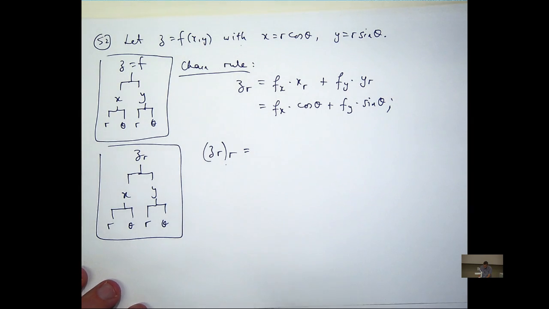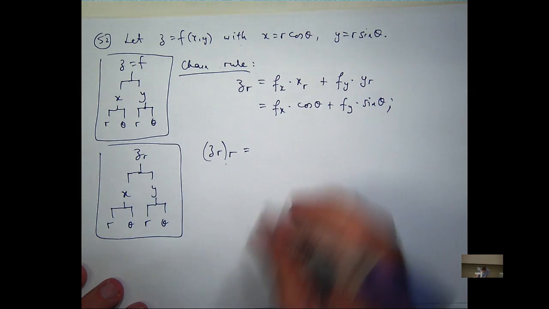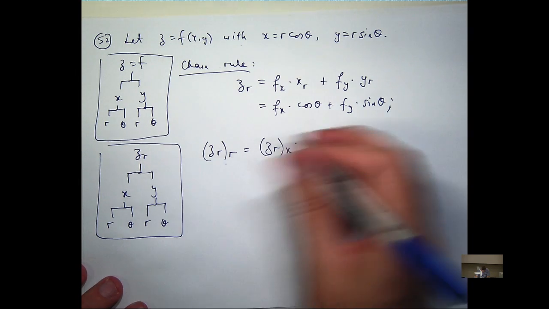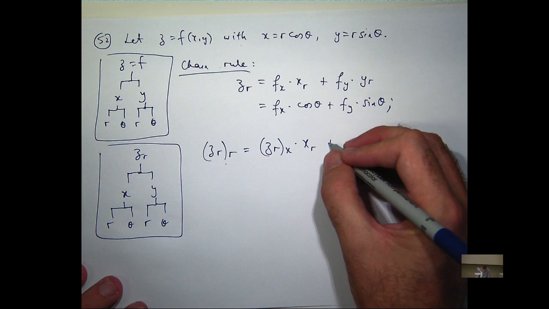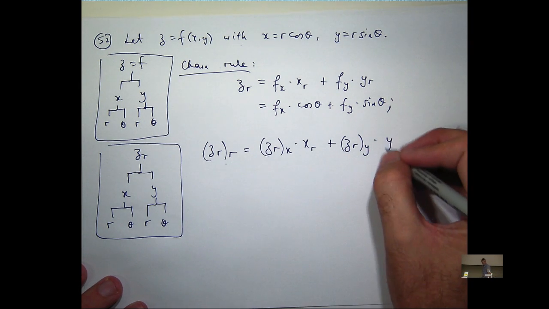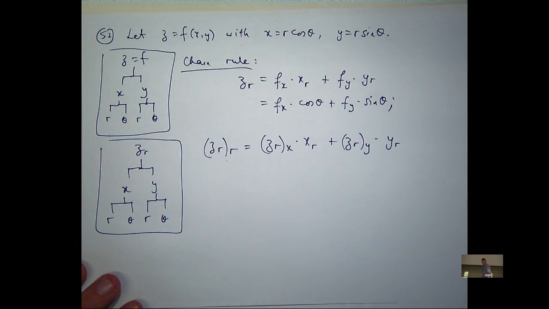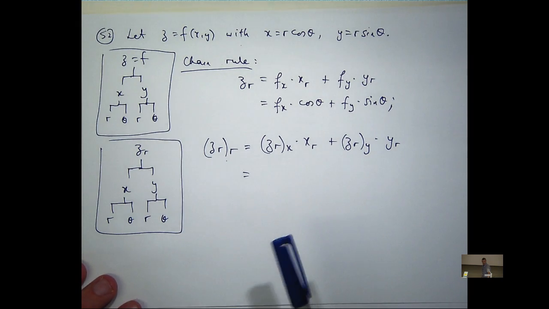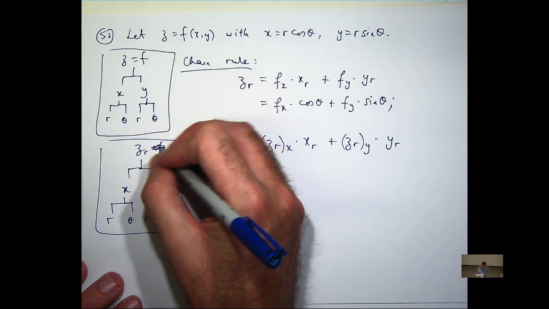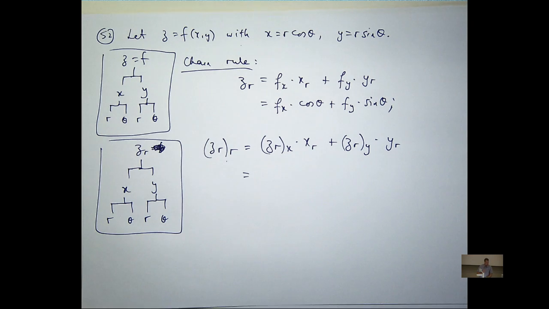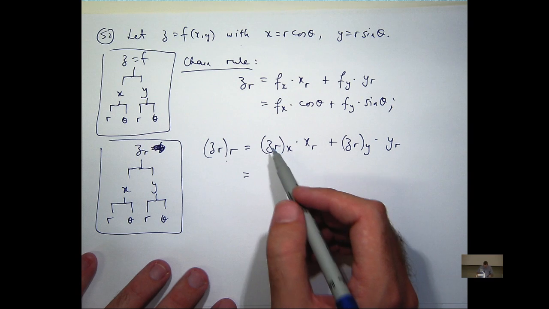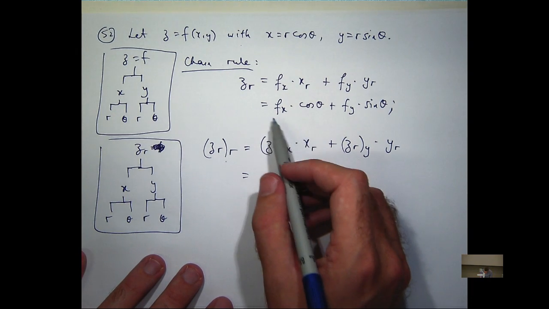So z sub rr is going to be z sub r sub x times x sub r plus z sub r sub y times y sub r. Oh, I guess I can write it like that. That's okay. All right, so let's go up here and differentiate with respect to x.